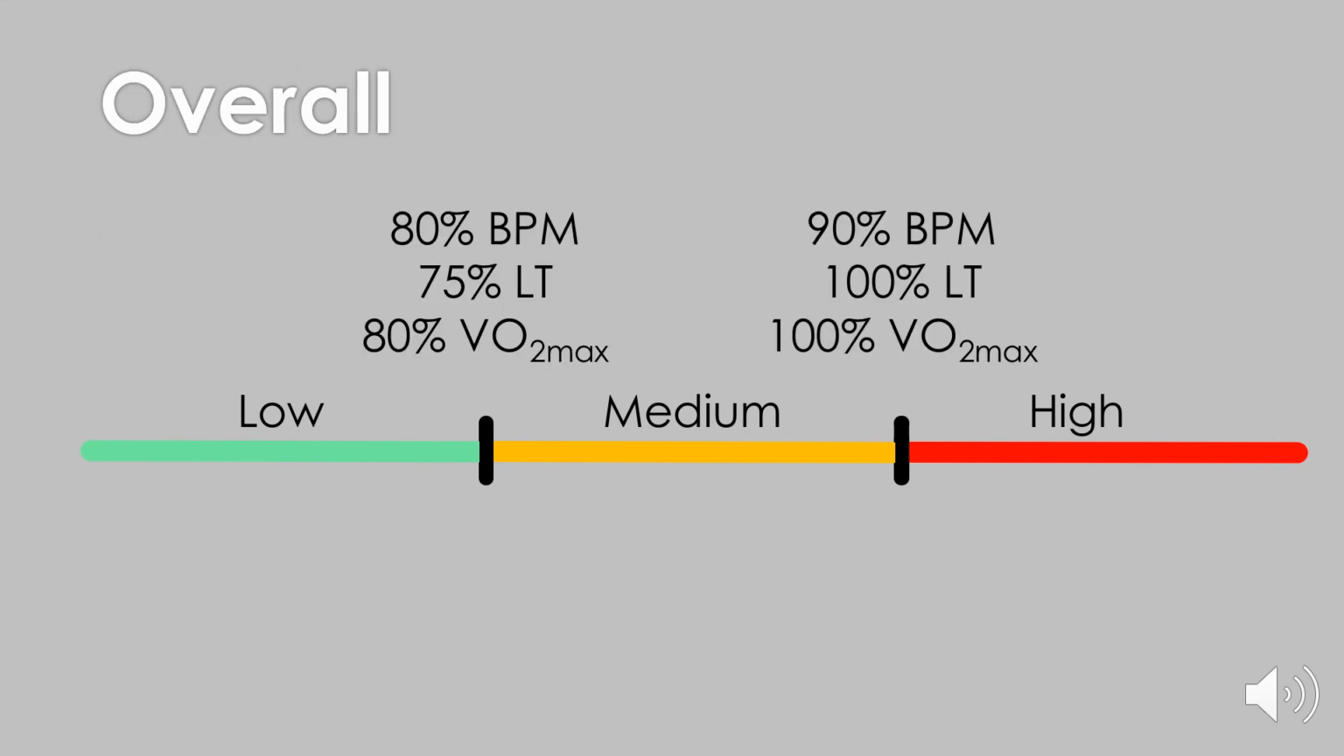Overall, your workout will always be in one of these three zones. The easiest method of calculating them is using your heart rate, measured in beats per minute. With a blood lactate test, you can measure your lactate threshold, or you could train in the lab to determine your VO2 max to accurately measure your training intensity zones.